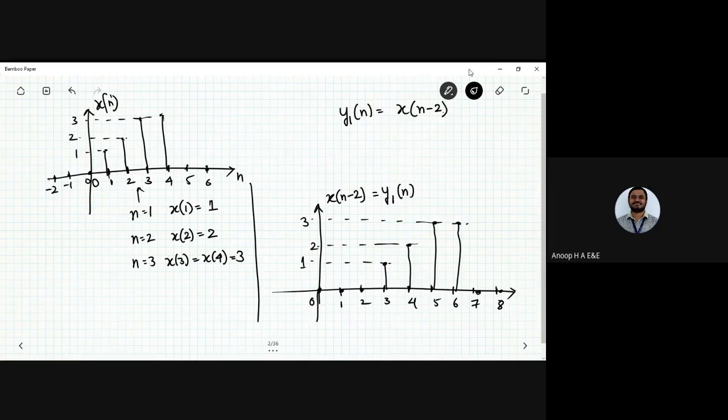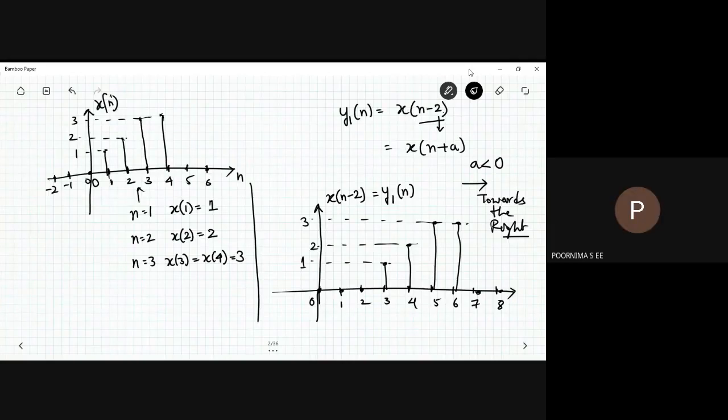Is there any doubt in this one? Translating towards the right. When n is this one, this is x of n minus 2. If I take the value of this, what we had observed, x of n plus a, if a is less than 0, the signal is translated towards the right. Towards the right. Okay, any doubt in this one? Anyone who is having any doubts, they can unmute themselves and let me know.